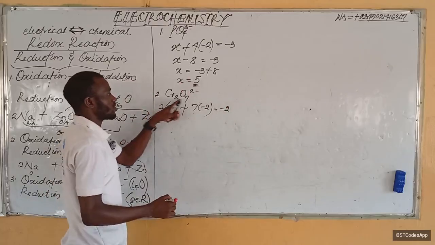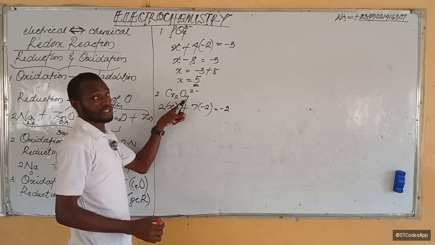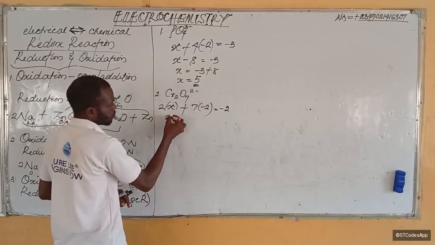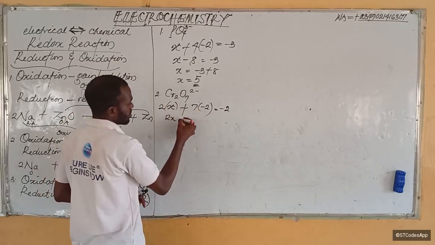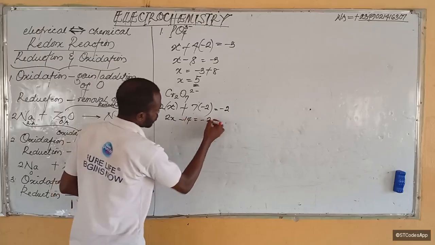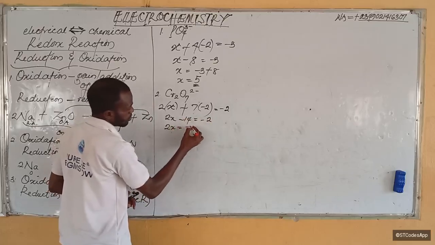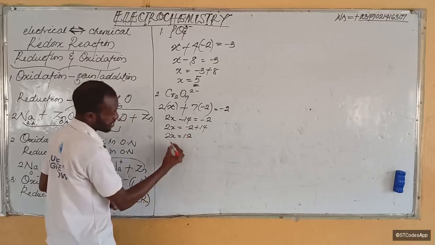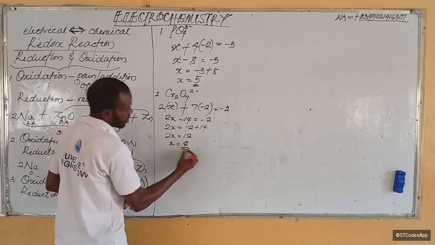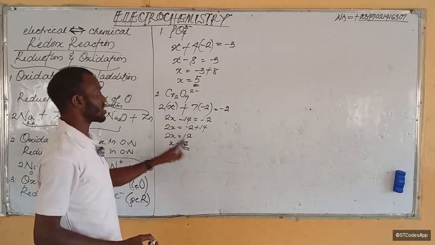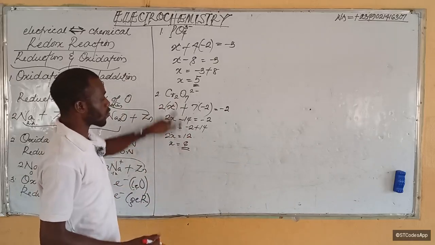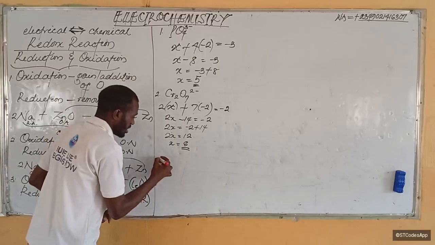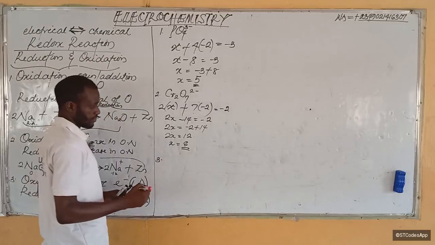That is, if we add up all the oxidation numbers of all the atoms here, we should get -2. That's the meaning of this charge here. So 2 times x, that's 2x, plus 7 times -2 is -14, equals -2. So 2x equals -2 plus 14, then 2x equals 12, so x equals 6. So the oxidation number of chromium is 6. This is why this is heptaoxochromate 6 ion. Is that okay?